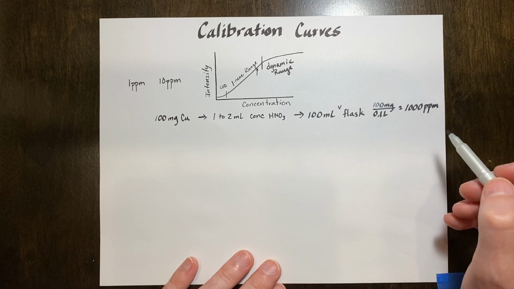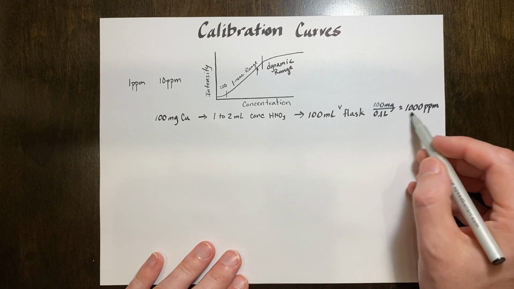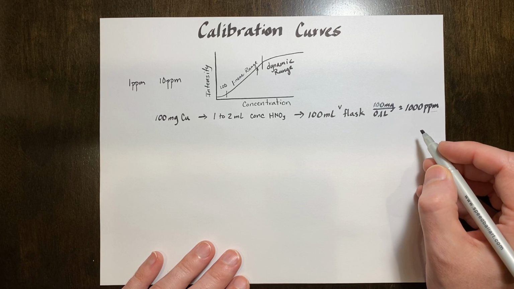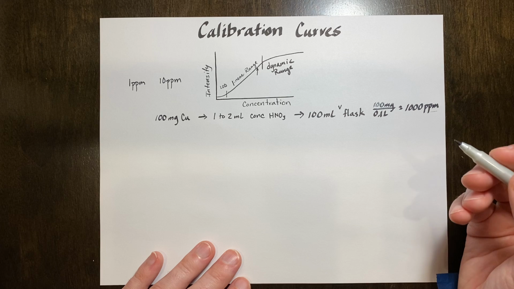And I think this is where I had my earlier confusion, where I thought it might be 100 liters. So I was thinking of this solution right here. But I'll have 1,000 parts per million of copper.